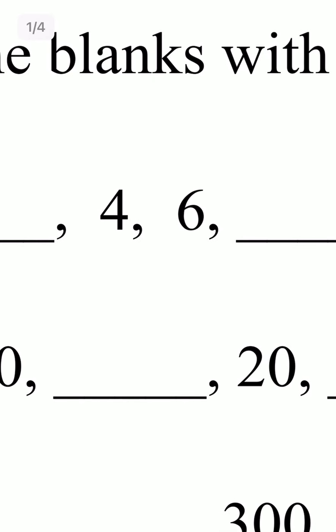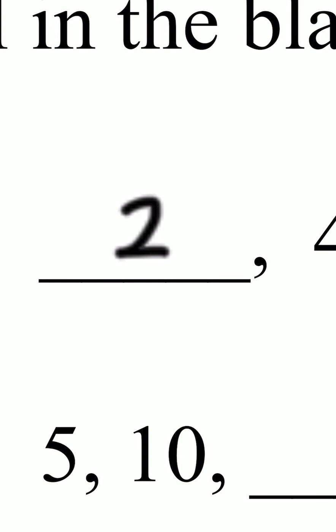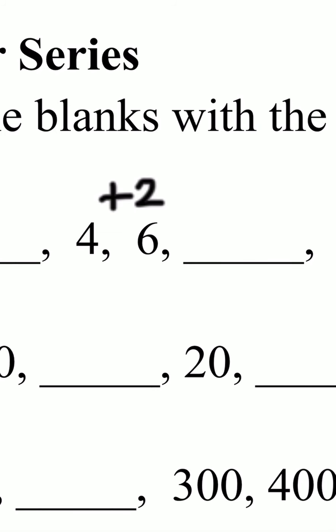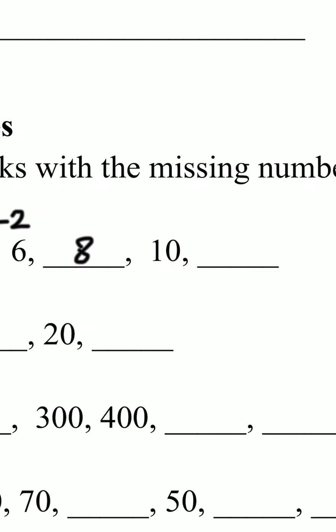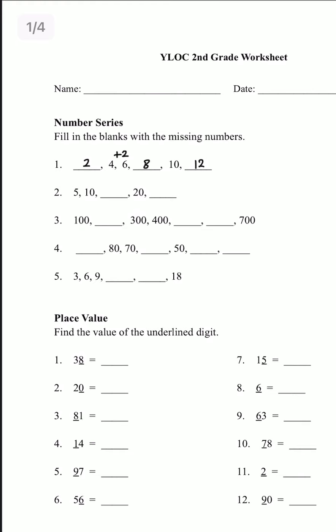4 plus 2 is 6. So it would be 2 because 2 plus 2 is 4. 4 plus 2 is 6. And 6 plus 2 would be 8. And 8 plus 2 would be 10. And 10 plus 2 would be 12. So the answers are 2, 8, and 12.